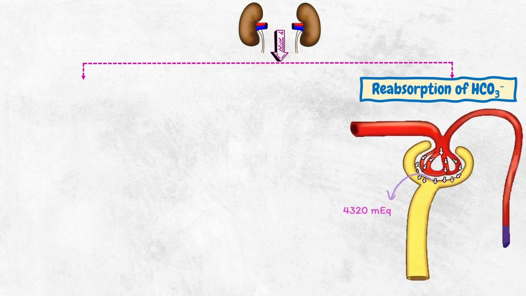About 4,320 milliequivalent of bicarbonate is filtered by the glomeruli every day. It is called filtered load of bicarbonate. Excretion of this much bicarbonate in urine will affect the acid-base balance of body fluids. So bicarbonate must be taken back from the renal tubule by reabsorption.